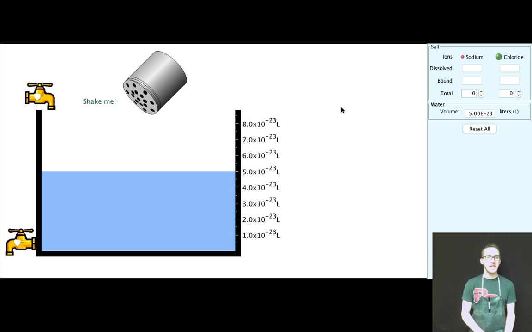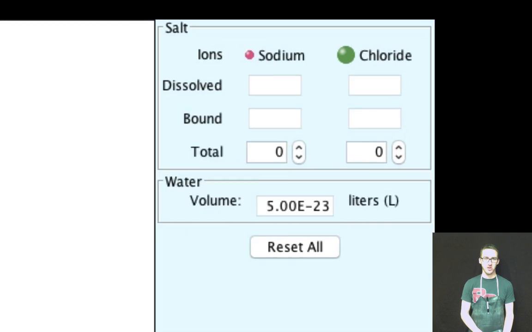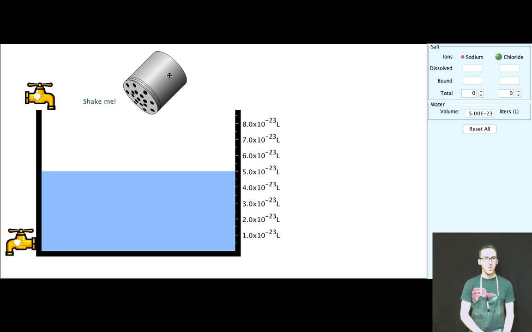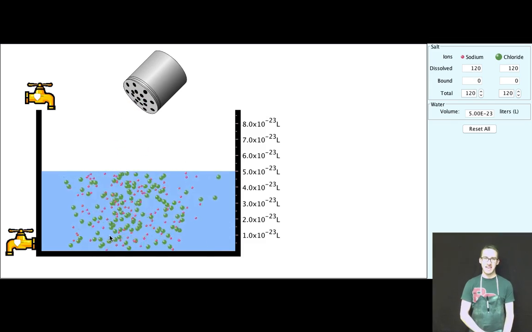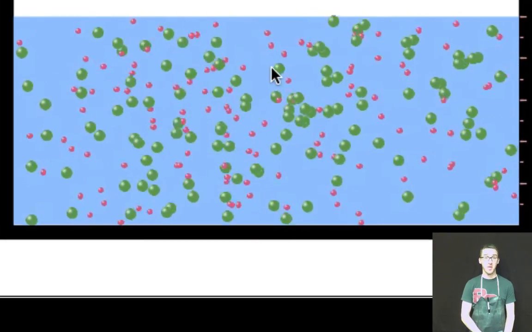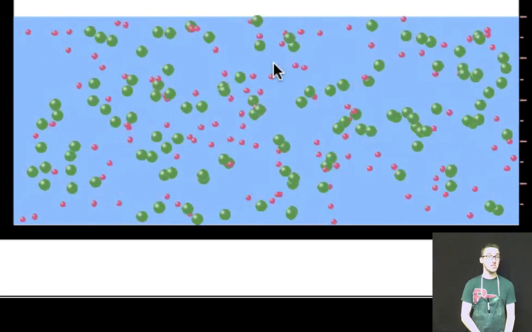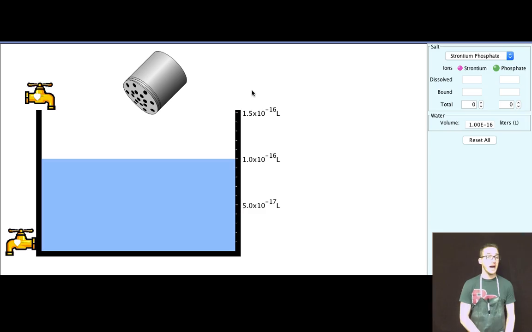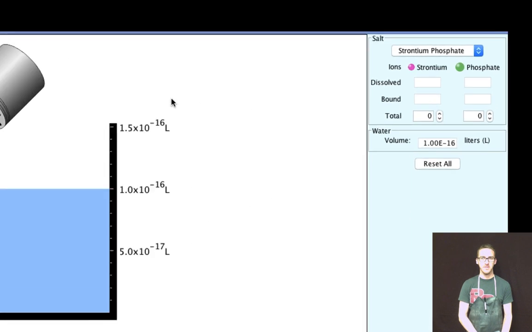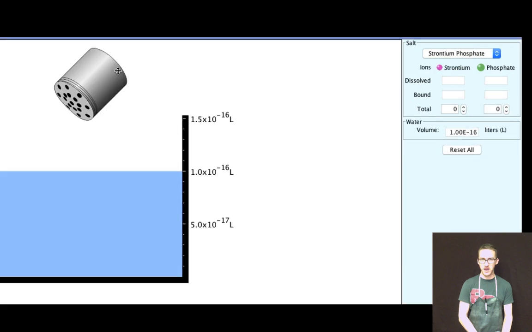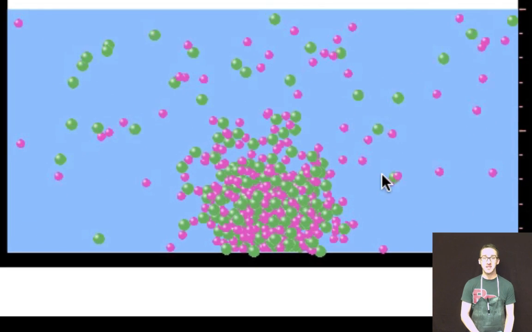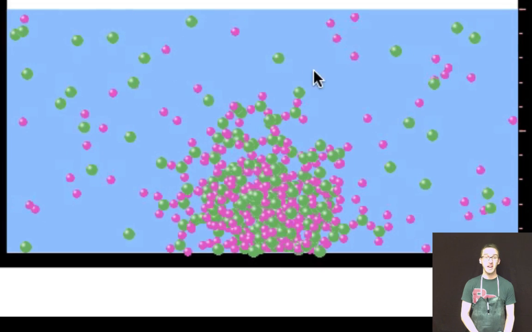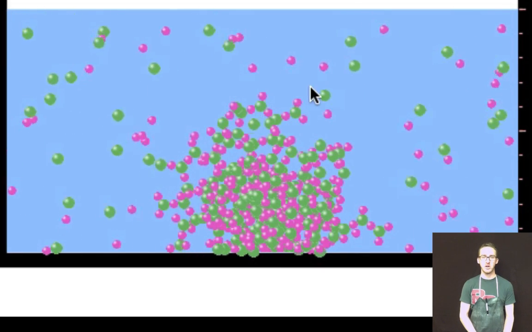So let's first take a look at a highly soluble salt like sodium chloride. When I shake this into solution, notice that in my solution, the ionic compound completely dissolves into its ions. Highly soluble. However, we also have ionic compounds that are much less soluble. For example, strontium phosphate. Shaking some in. Boom. Notice this time, in this less soluble salt, not all of the solid completely dissolves into ions.